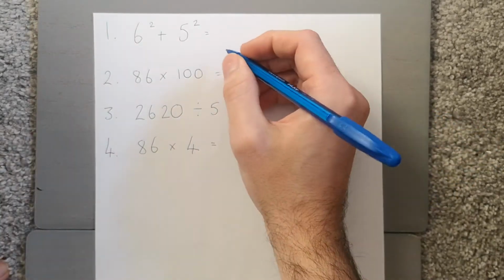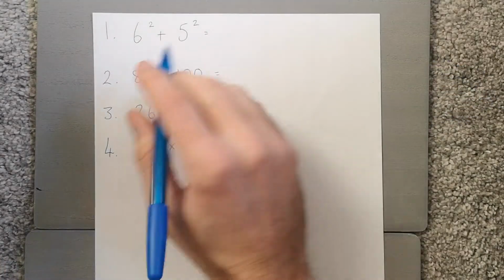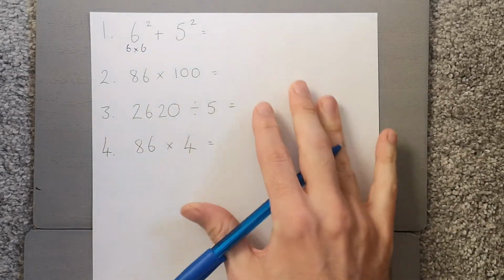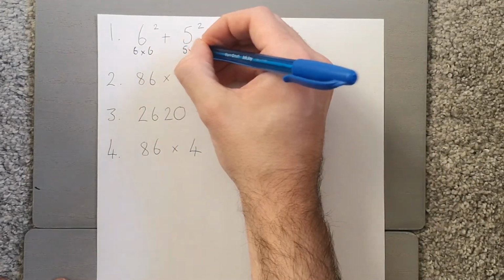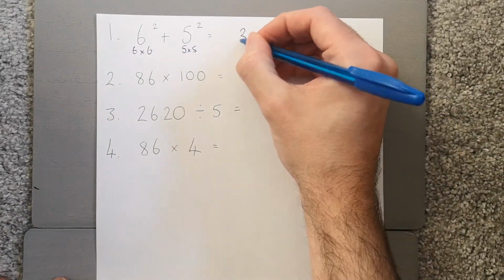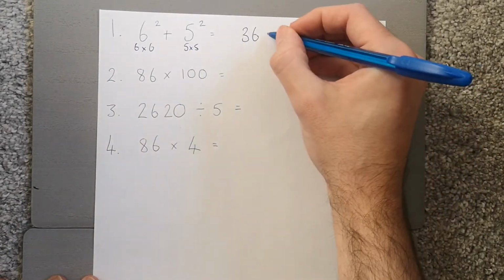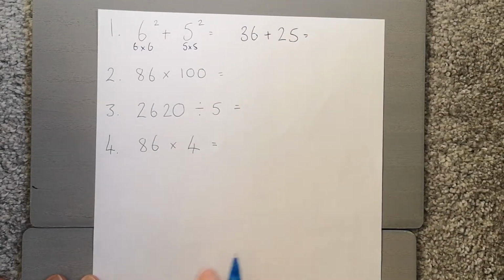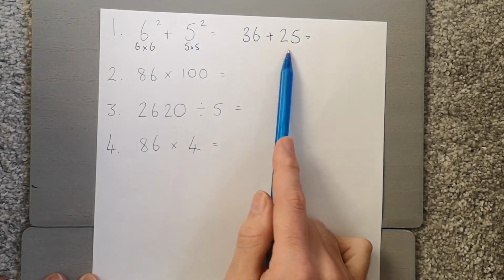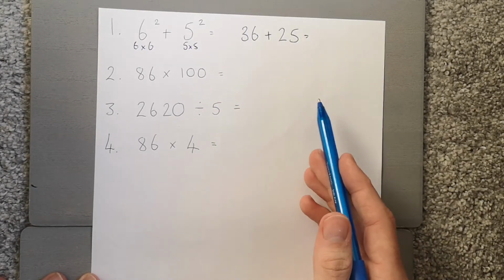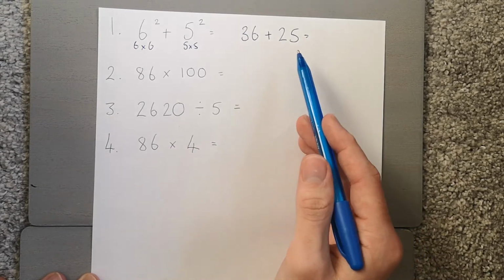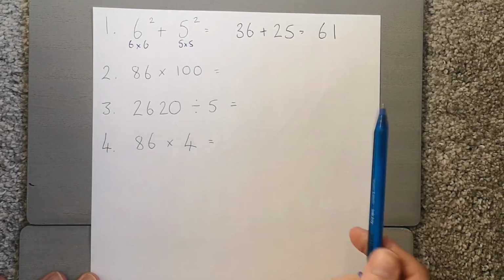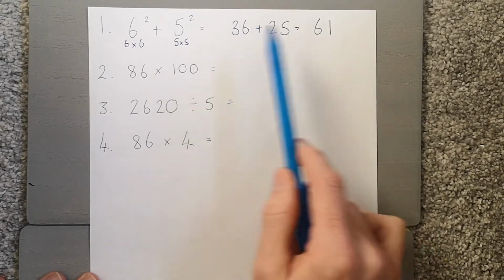So, 6 squared and 5 squared. 6 squared is 6 times 6, and 5 squared is 5 times 5. 6 times 6 gives me 36. 5 times 5 gives me 25. Nice simple addition there that you can probably do in your head. 30 add 20 will give me 50. 6 add 5 will give me 11. So 50 add 11 gives me 61. Quick mental maths really goes a long way.